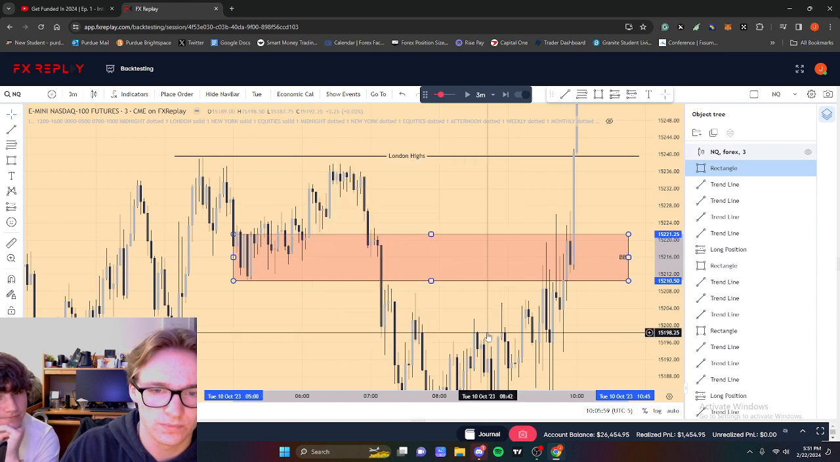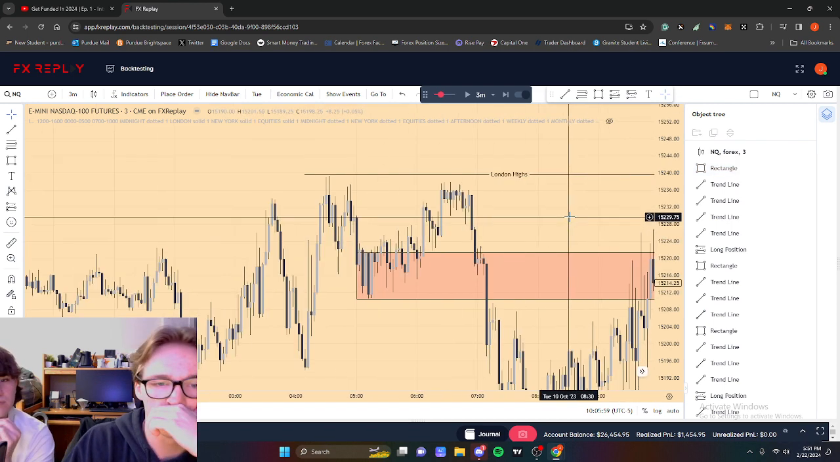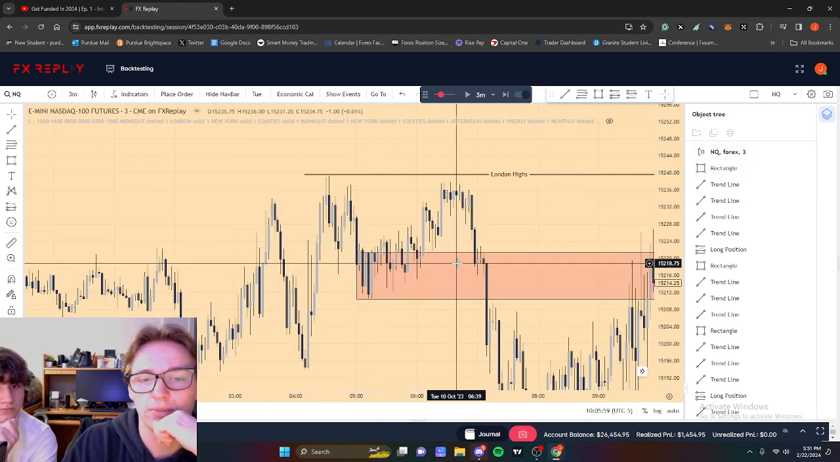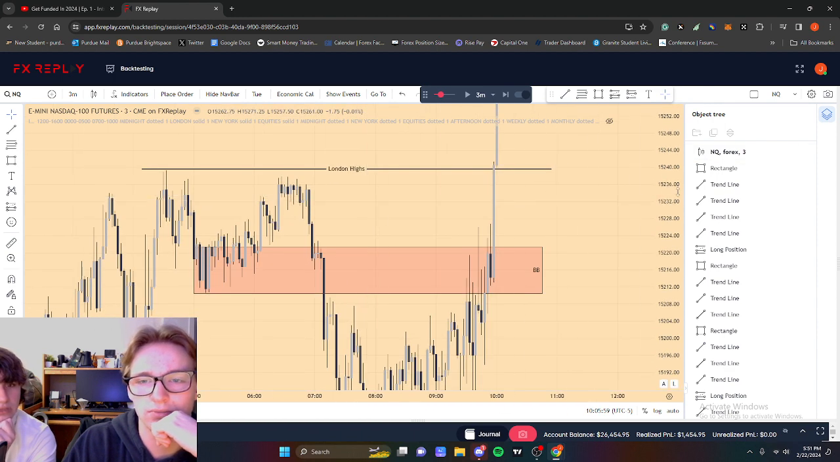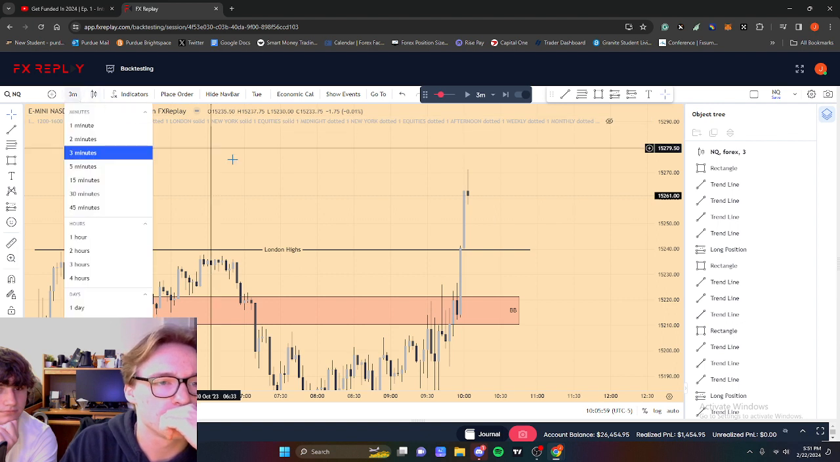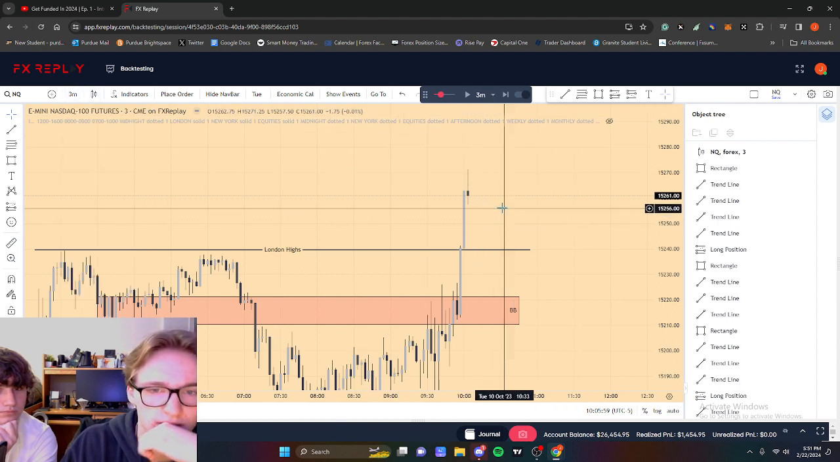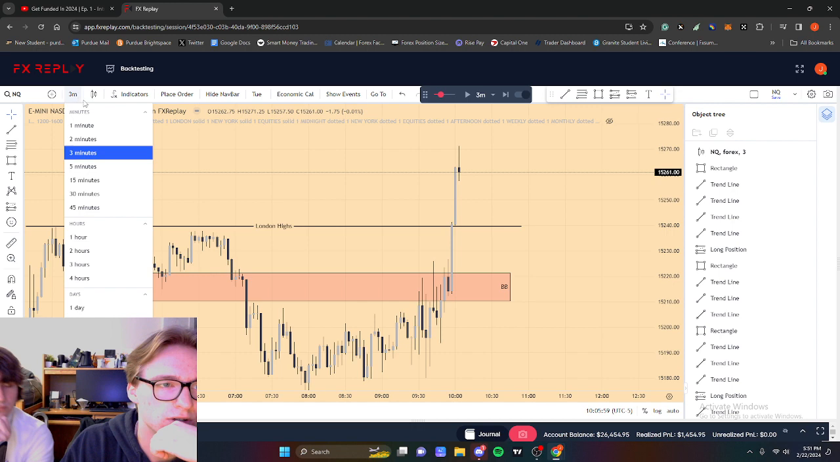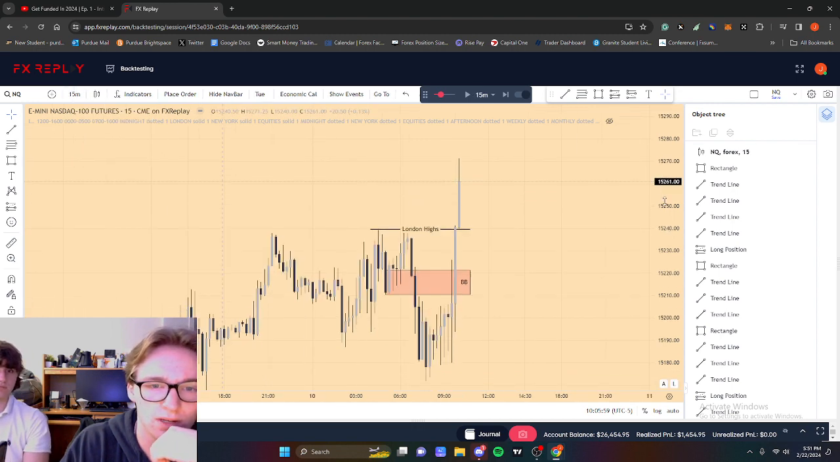Okay, yeah, because we made a low right here, then we went up, and then we swept it. You see? I don't know. Well, we'll wait to see what happens from this. I'd want to see a SMT or 3-minute inverse. We can also look at higher time frames to see if we have an SMT.